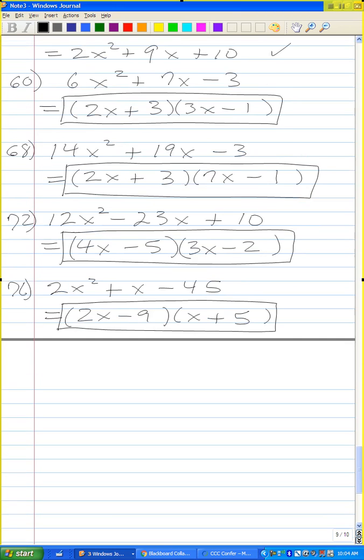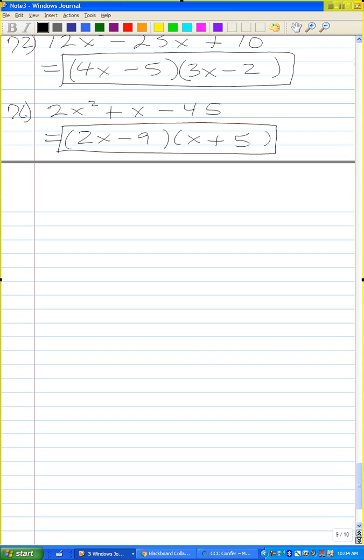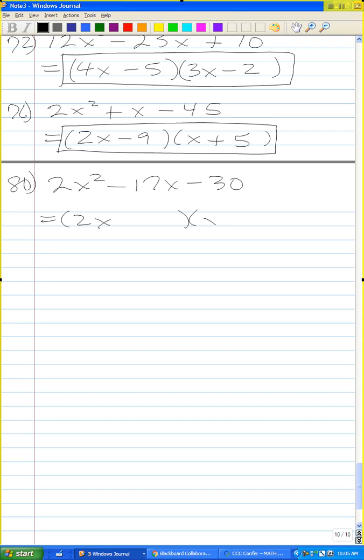Problem number 80. 2x squared minus 17x minus 30. So let's factor this. Well, 2x times x, plus 3 times negative 10. And so 2x squared minus 20x plus 3x is minus 17x minus 30. So that works.